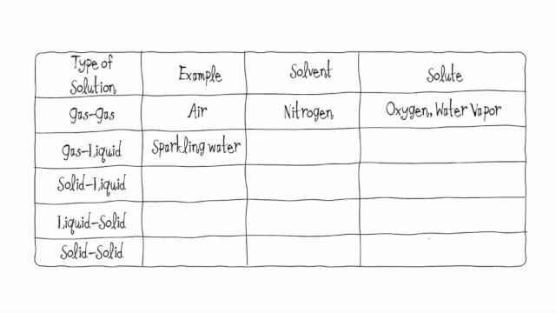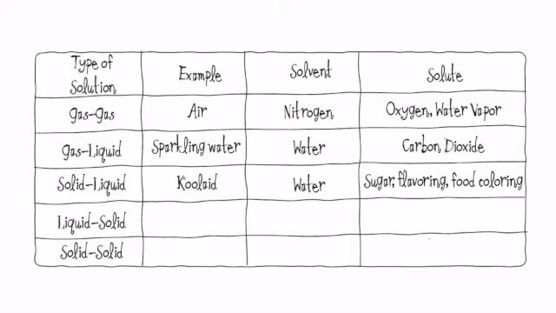A gas liquid example is sparkling water. The solvent is water. The solute, what is dissolved in it, would be carbon dioxide. A solid liquid solution would be like Kool-Aid. The solvent is water, and the solutes are sugar, food coloring, and flavoring. A liquid solid, one example would be an amalgam. The solvent is silver metal, and the solute is mercury.